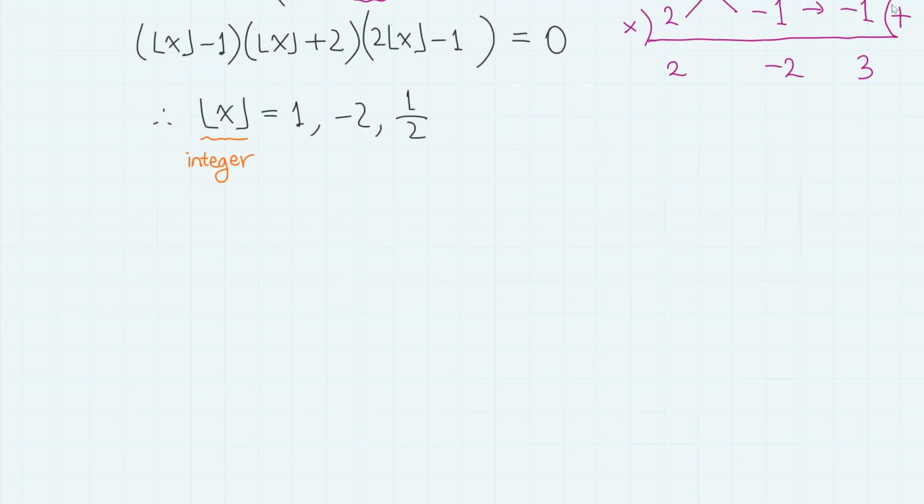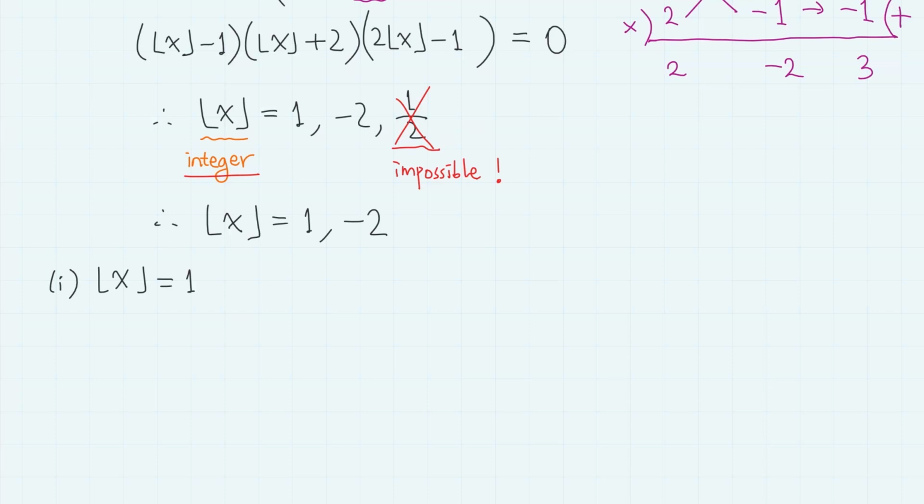However, because floor x can only have integer values, because it is an integer part of x, the last one, where floor x equals 1 half, is impossible. Therefore, the only possible cases are floor x equals 1 or negative 2. If floor x equals 1, then x can have any real numbers that are greater than or equal to 1 and less than 2.